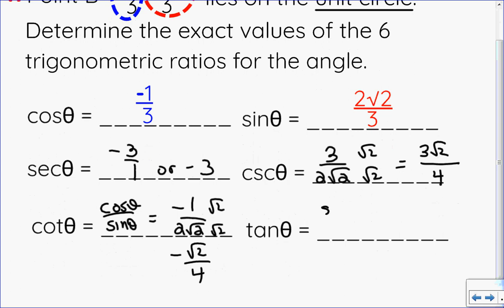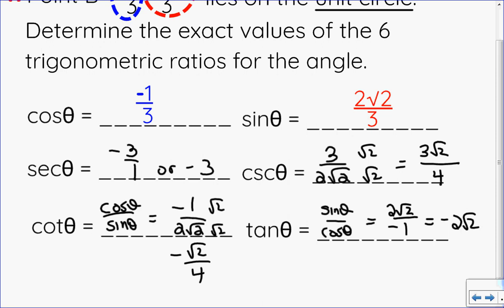Now tangent is the ratio of sine over cosine. These are all on your formula sheet. And since again the denominators are the same, I can just take the numerator of sine divided by the numerator of cosine, and my answer would be -2√2.